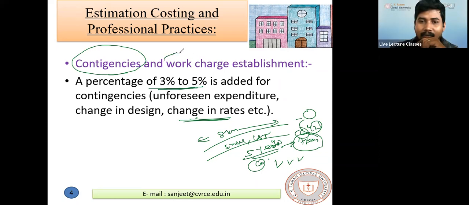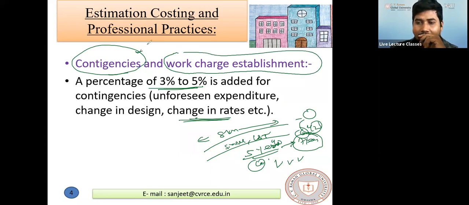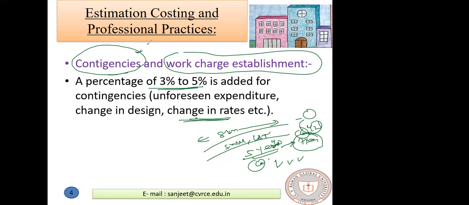Then what is work charge establishment? Contingency part is clear for everyone? Yes, sir.